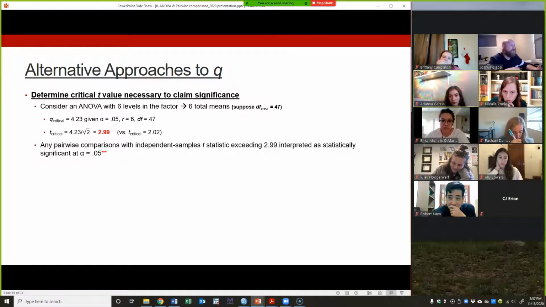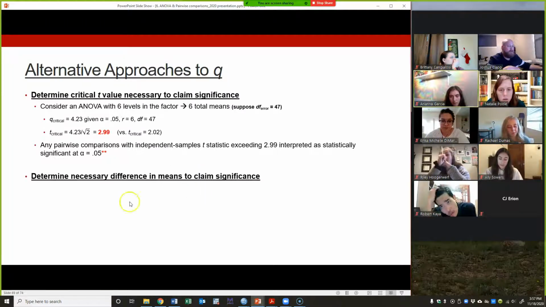So all we're doing here is pulling together a different critical value and just running t-tests. Okay. People seeing how we use this?